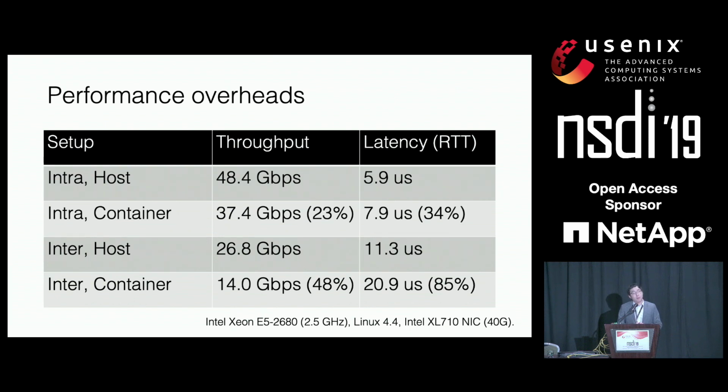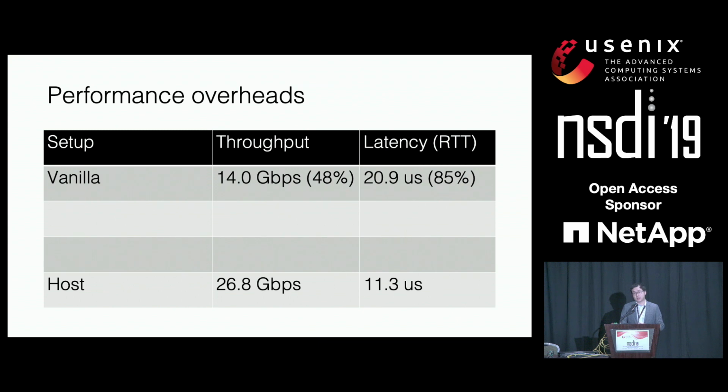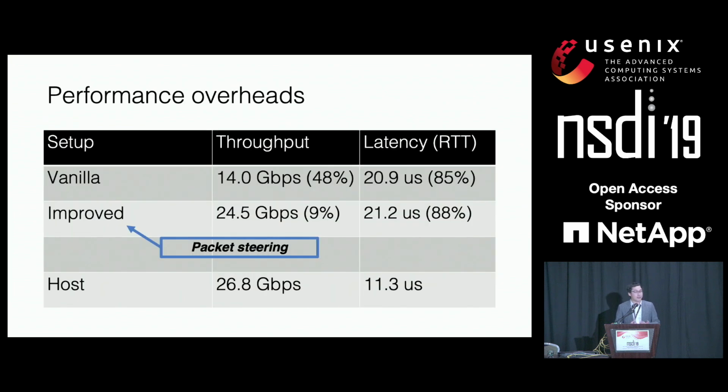You might wonder, how much of this is just an implementation issue rather than an architecture issue? Let's call the system we just measured a vanilla system. We did some improvement to the packet-based scheme. For people who want to know how we improve it, it's essentially by packet steering. We can improve the throughput to almost the same as using the host network directly, but we cannot improve the latency because, as we'll see later, each packet has to hop through a really long pipeline inside the operating system kernel.